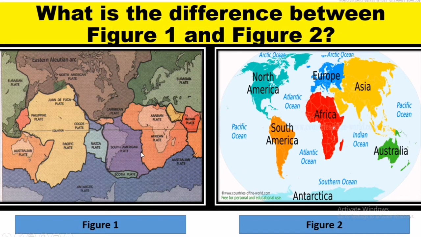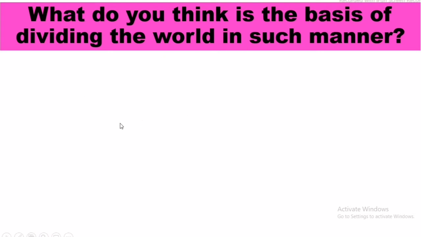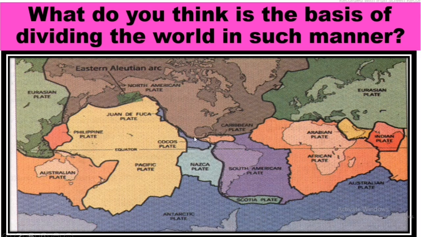What is the difference between figure 1 and figure 2? Okay. Figure 1 is the map of the different plates. Figure 2 is the map of our geographical world. We have the different continents and the different oceans. What do you think is the basis of dividing the world in such a manner? How do we have this kind of map? This is the map of the different plate boundaries.